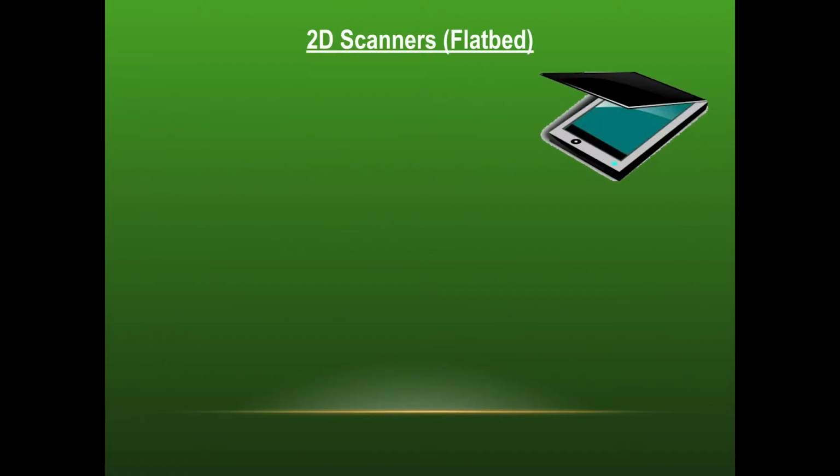So next is our 2D scanner. Sometimes that's called a flatbed scanner. You might have used one before, and basically it's going to take any hard document, a hard document being a paper document that you can physically hold, and it will turn that document into an electronic file.